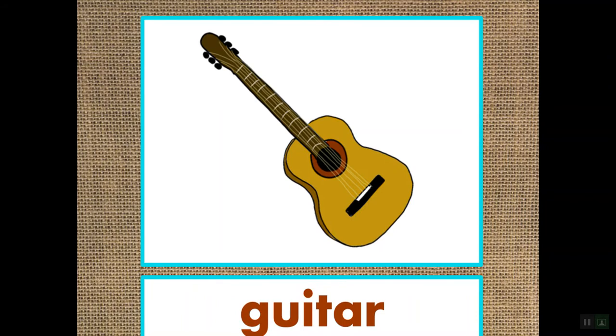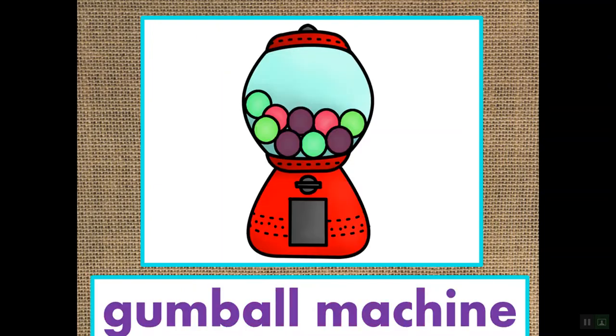Next is a musical instrument, and this is a guitar. Say guitar. And now we have a gumball machine. The word gumball starts with G, which we use our letter G for. Say gumball.